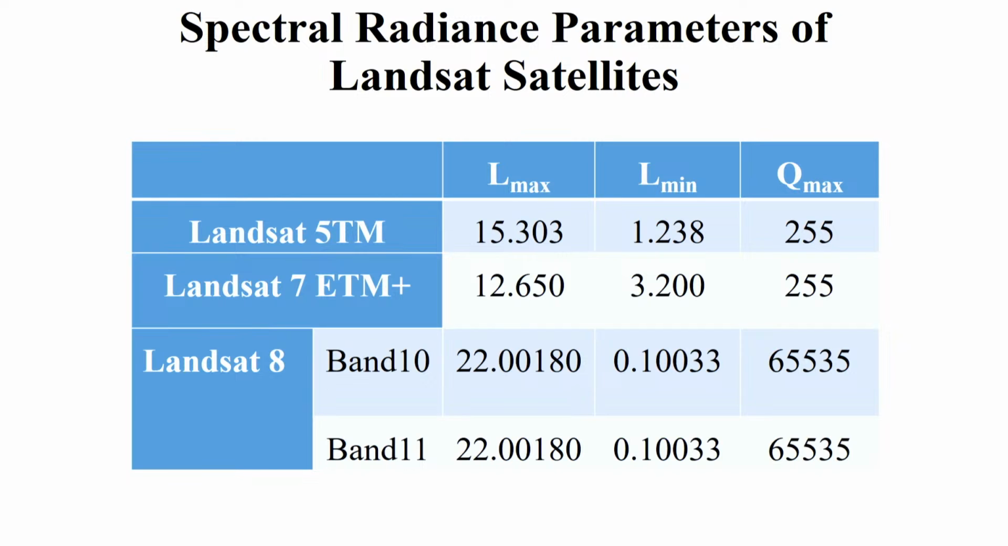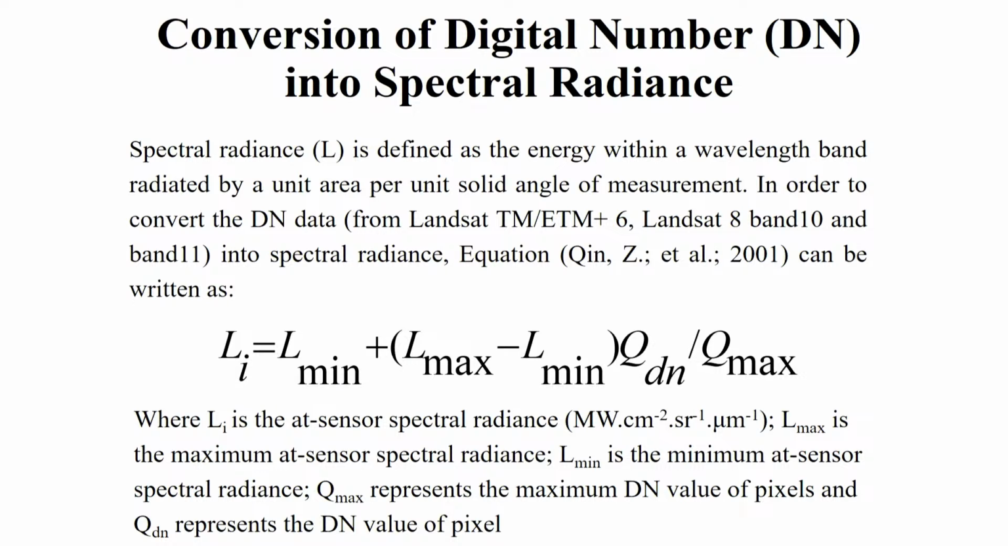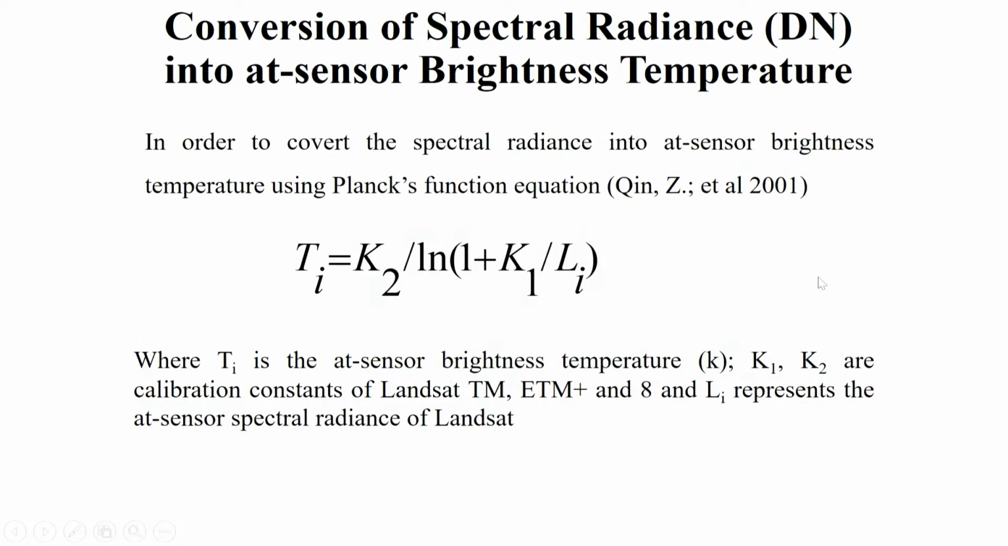So for band number 10 and band number 11, you can see that values are given, and one will be able to calculate the spectral radiance using these values. Suppose one is working with Landsat 5: L max will be replaced by 15.303, L minimum by 1.238, and Q max by 255, and QDN will be the pixel value. This formula will be implemented on the entire image, so that we will have one separate image, the radiance image or the spectral radiance image.